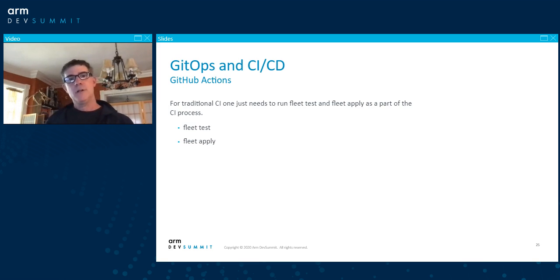For traditional continuous integration, you can run fleet test and fleet apply as part of that CI process, right? So there's another mechanism where you just integrate it into Jenkins or Bamboo or something along those lines.